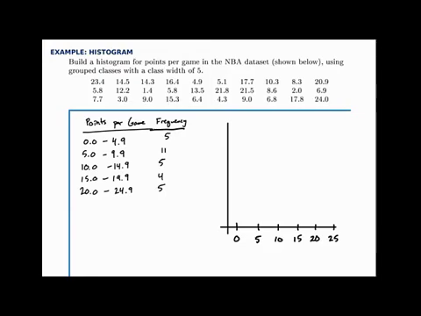Then on the vertical axis, we have the frequency. So here we have the points, here we have the frequency. And the highest frequency we see is 11, so we need to at least go up to 11. So let's have 10 here, then 5.